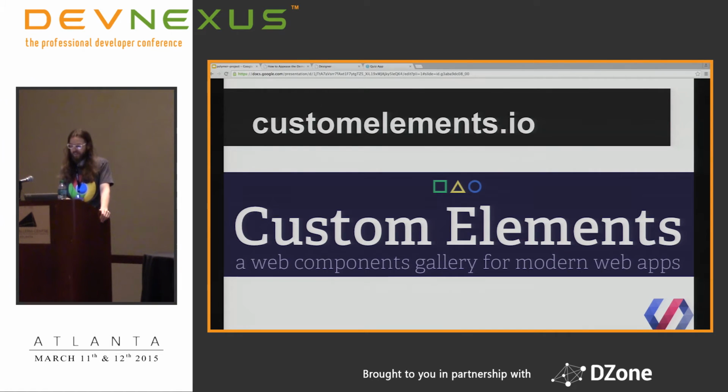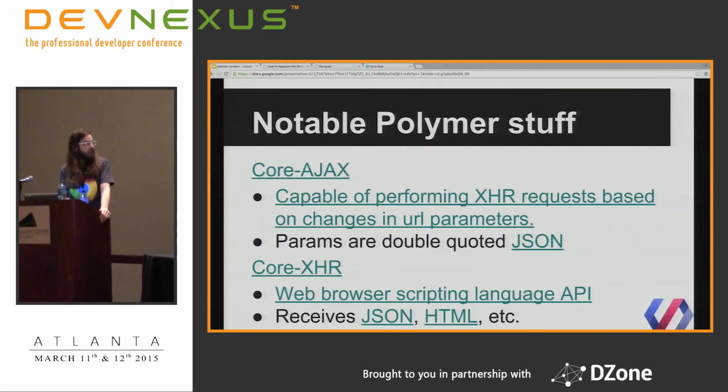Other notable Polymer stuff that you need to be looking into: Core Ajax. You can do XHR requests, and with Core XHR, you can really do some more API stuff with JSON. I've personally had a challenging time getting all of the XHR and Ajax stuff to work correctly. However, one of my friends, a Google Developer Group organizer from Miami, Nelson, has gotten me into Swagger. Has anybody used Swagger for any of their API stuff? Apparently, Swagger really helps out with your API management for Polymer, so if you use Swagger, I'd definitely look into using it with Polymer.